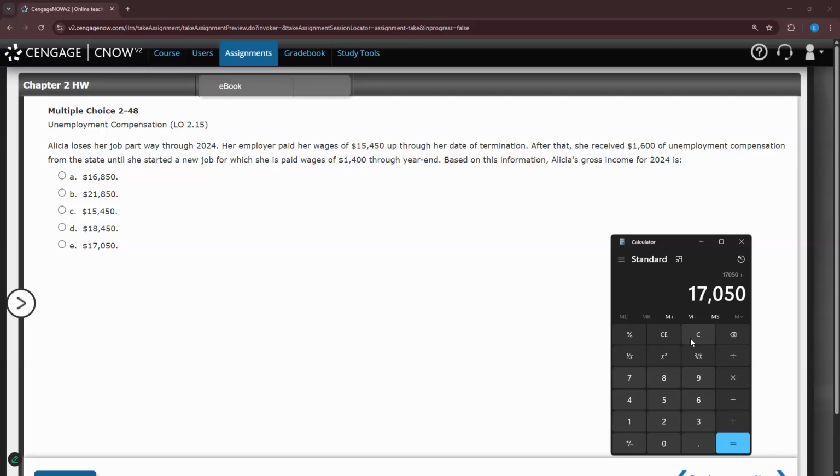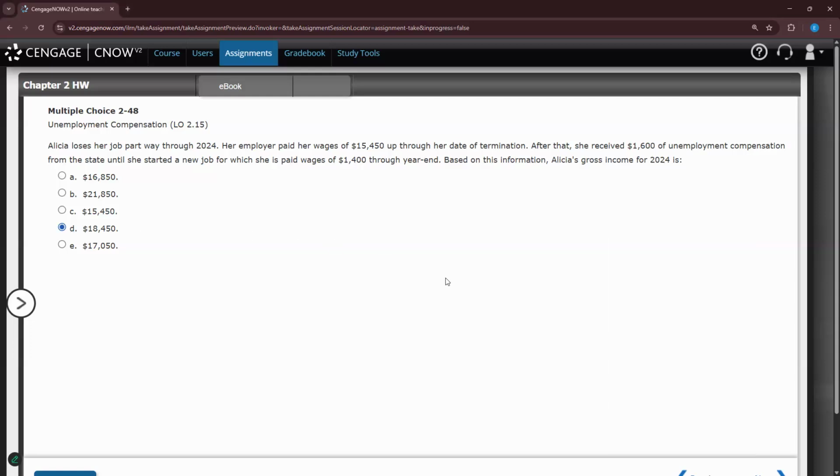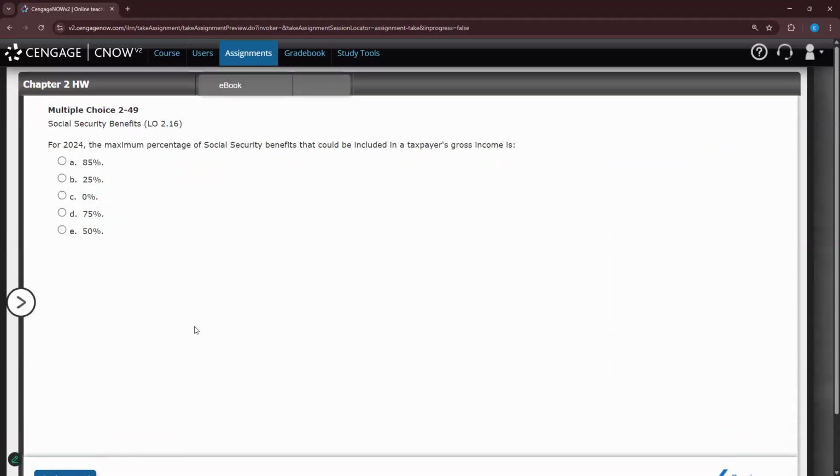So we added the wages plus the unemployment income plus the income that she earned from the job. Therefore, Alicia is going to report $18,450 of income.